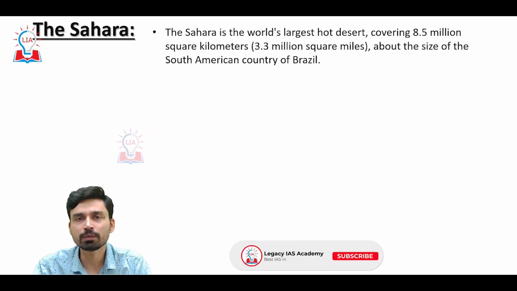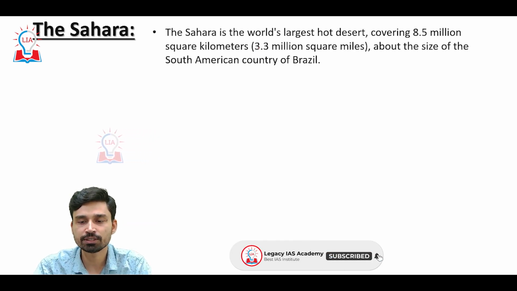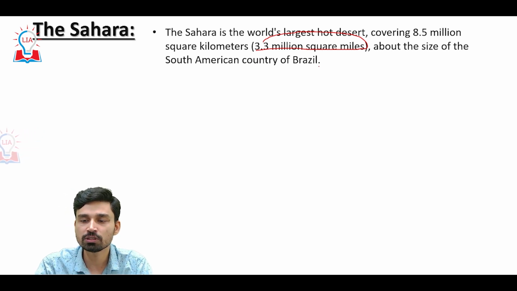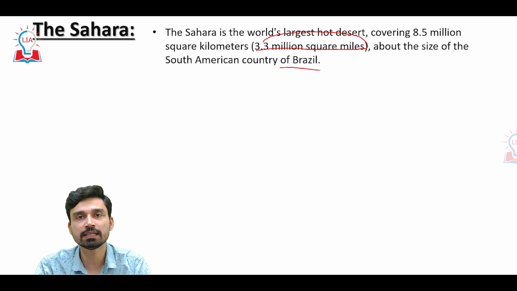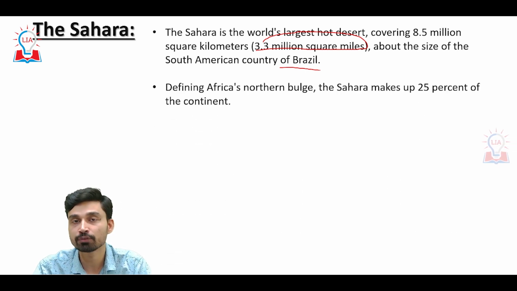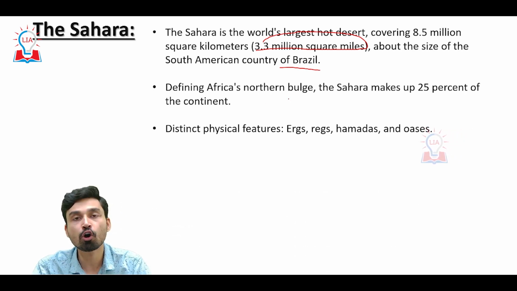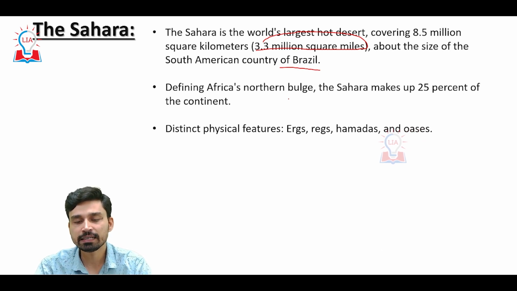So, if we try to talk about some important points of the Sahara Desert, obviously it is the world's largest desert, having an area of almost 3.3 million square miles. To give you an idea about the extent of Sahara Desert, it is almost the same size as Brazil, which is a South American country, actually the largest country of the entire South American continent. Defining Africa's northern perch, Sahara makes up almost 25% of the area of the continent.